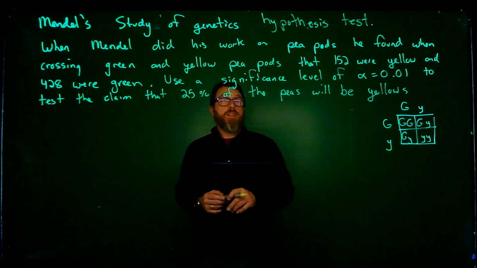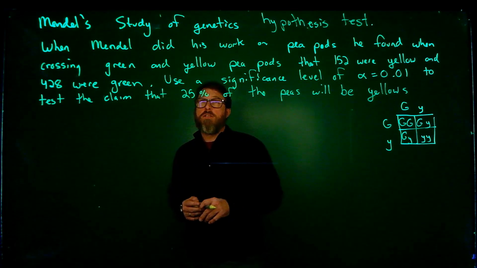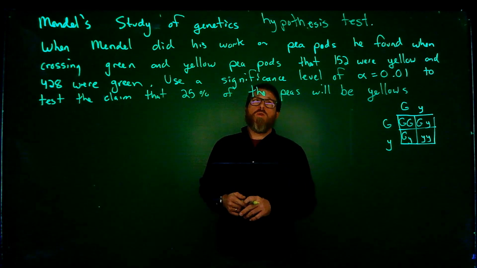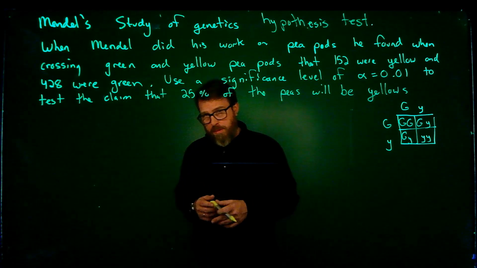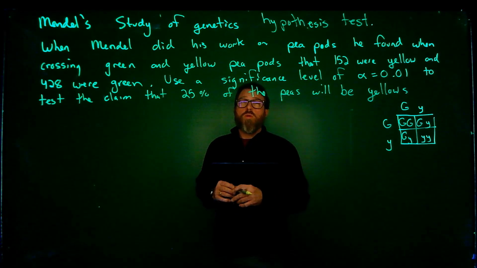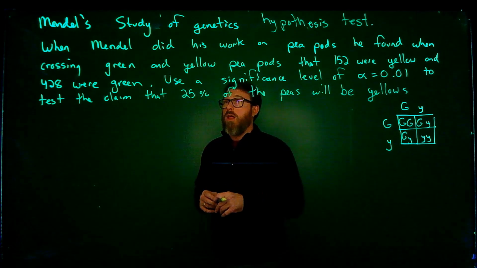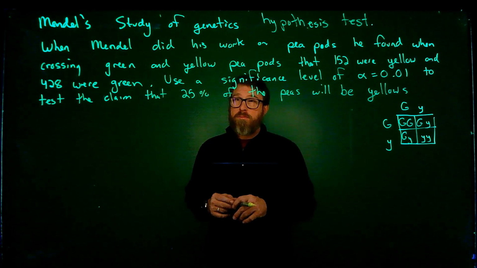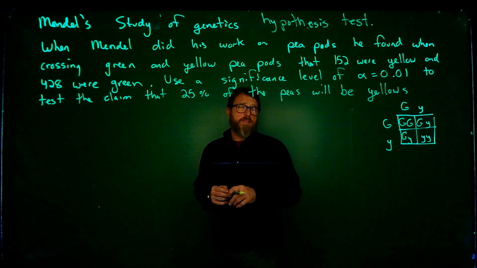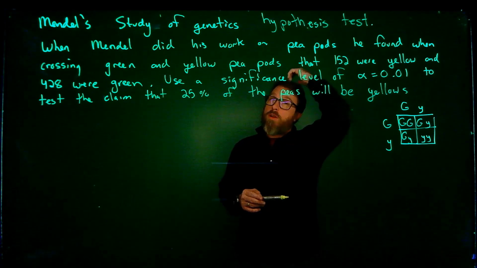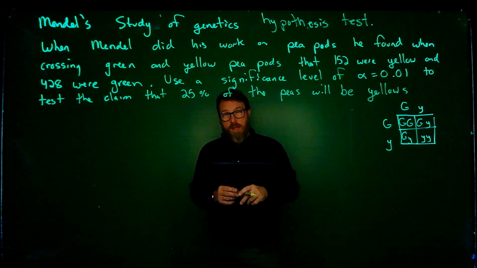Today, we're going to do a hypothesis test, and specifically on Mendel's study of genetics. So, when Mendel did his work with pea pods, he found when crossing the pea pods that 152 of the 580 were yellow, and then 428 of those 580 were green. So what I want to do is use the significance level of alpha equal to 0.01 to test the claim that 25% of the pea pods will be yellow.